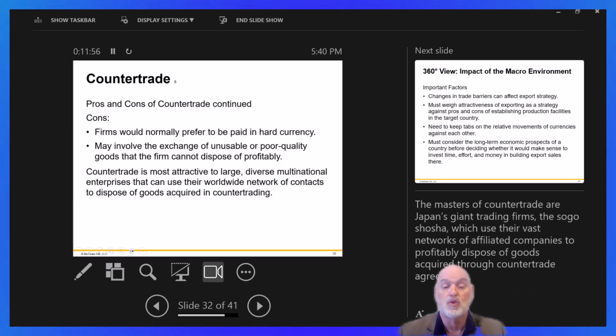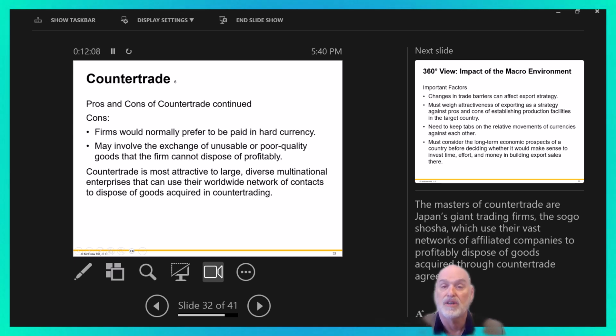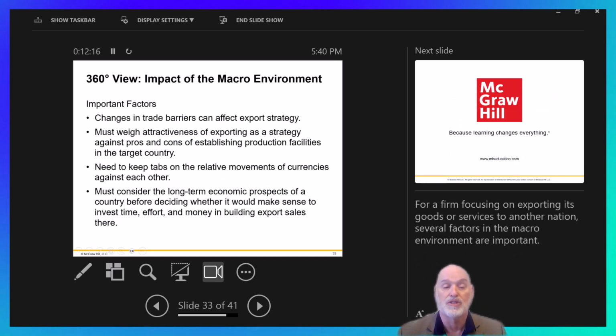Cons: firms will normally prefer to be paid in hard currency. It may involve the exchange of unusable or poor quality goods that the firm cannot dispose of profitably. Countertrade is most attractive to large, diverse, multinational enterprises that can use their worldwide network of contacts to dispose of goods acquired in countertrading.